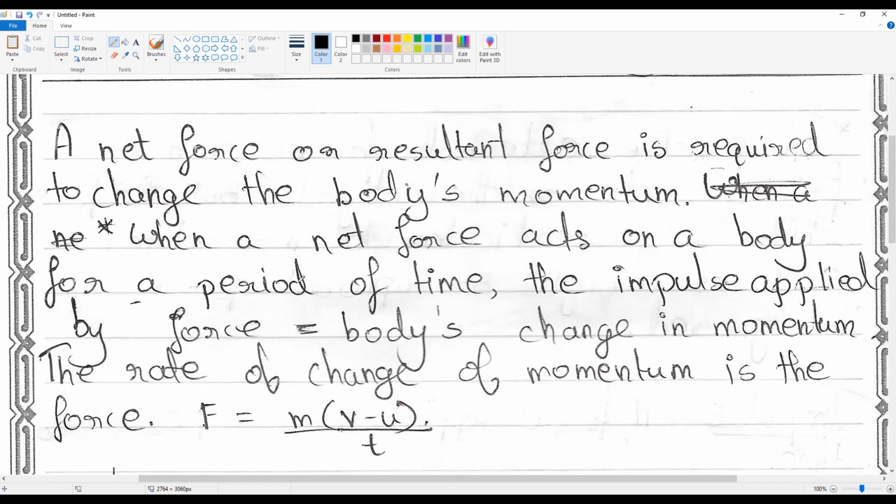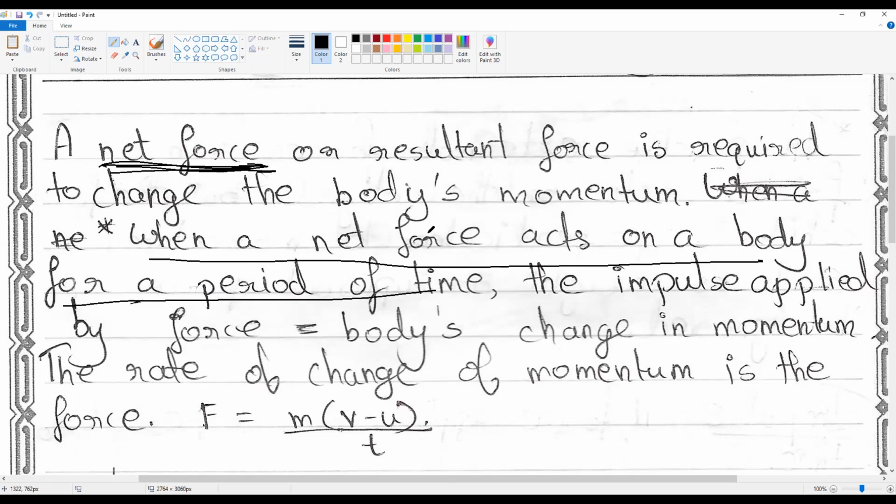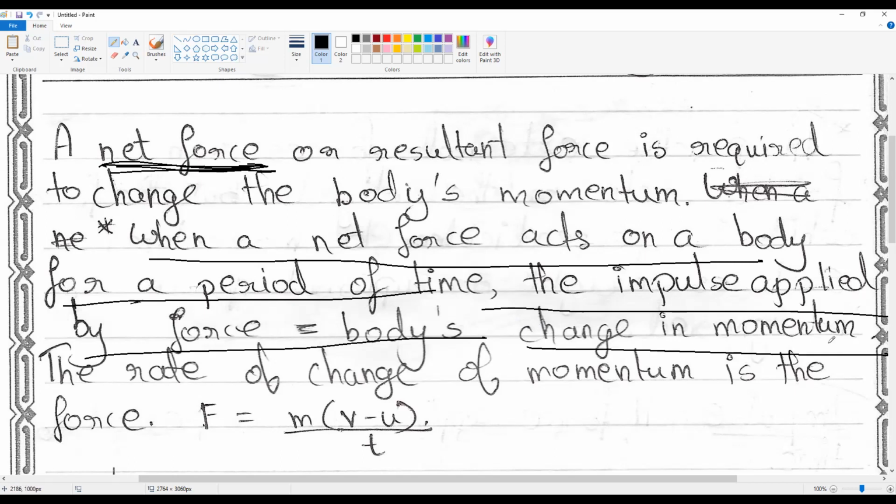So you need a net force, a resultant force, for momentum to change. Now, when a net force acts on a body for a period of time, the impulse applied by the force is equal to the body's change in momentum. I just showed you this. This you guys know.